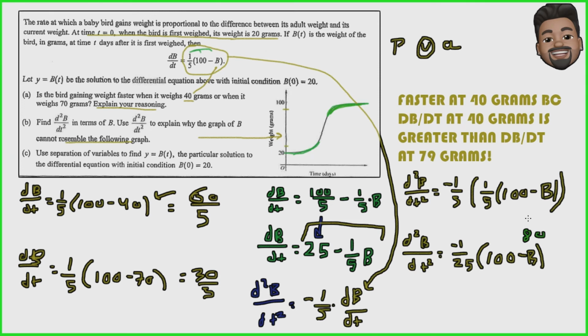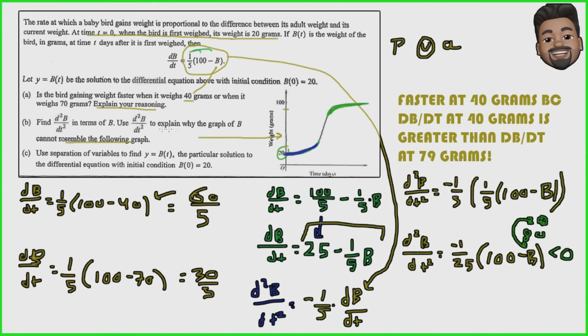If I plug in 25, or shoot, if I plug in 20, we don't even have to plug in 25. If I plug in 20, 100 minus 20 is 80. 80 times this is negative. Well, that tells me if this is negative when I plug in 20 into B, that means it should be concave down. Well, look at this region over here. It is concave up. This graph is concave up right here. So that is going to tell me now that it cannot match it.